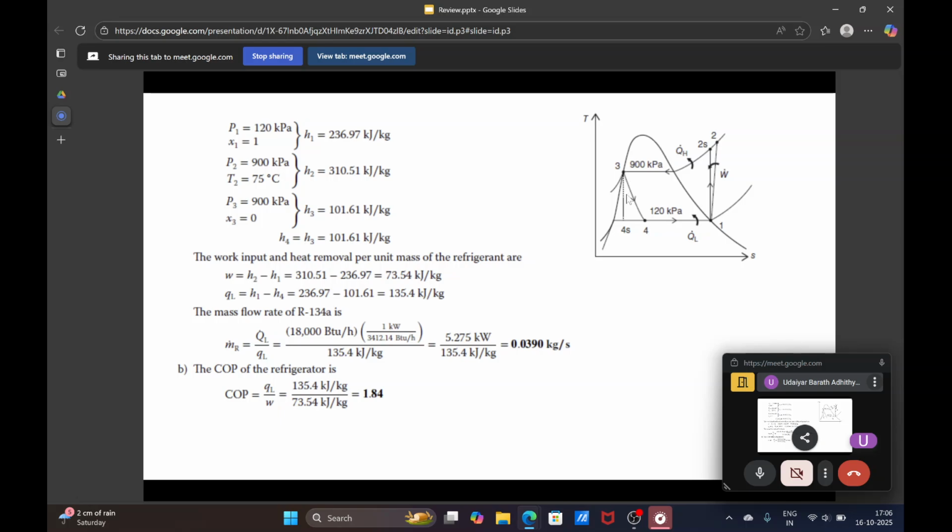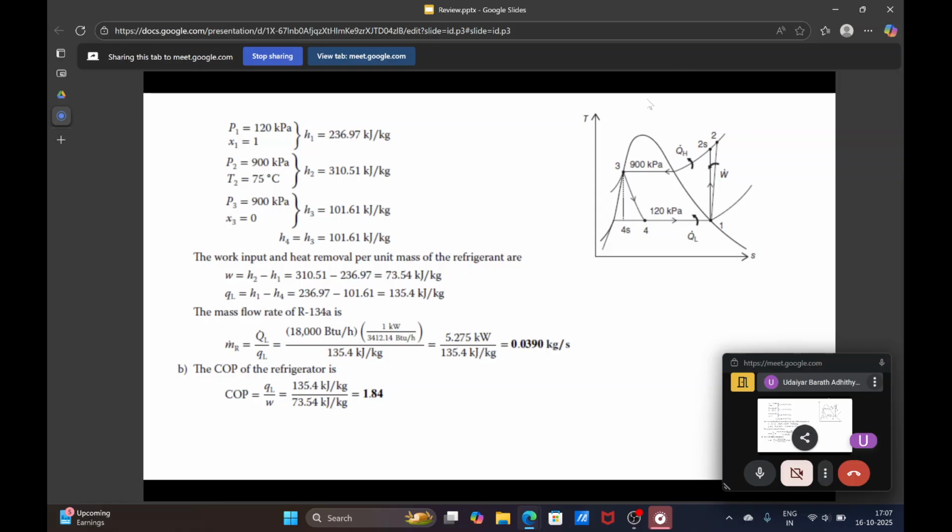And then we know in a valve you have assumed that kinetic energy and potential energy are 0, and there is no heat transfer and no work transfer. So what you will ultimately end up with is that your enthalpy is constant in a valve. So it is an isenthalpic process 3 to 4. So your enthalpy will remain constant. So H3 is equal to H4.